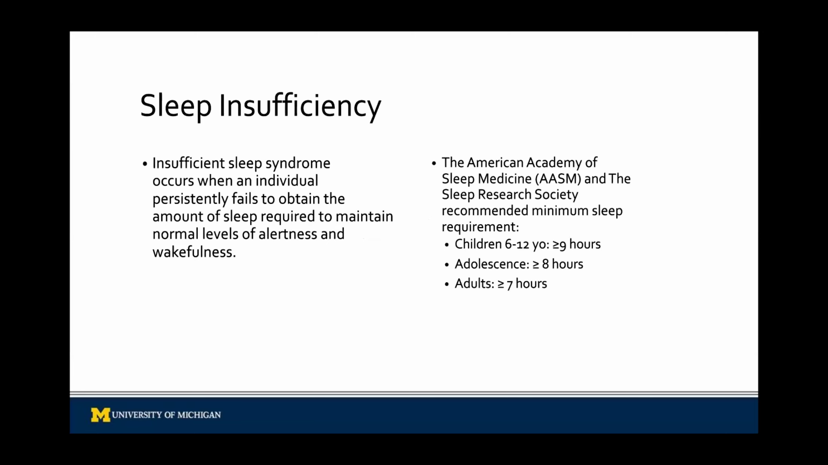Sleep insufficiency is when an individual is persistently failing to get the adequate amount of hours of sleep to maintain normal levels of alertness or wakefulness. The American Academy of Sleep Medicine, as well as the Sleep Research Society, came to a consensus and put out some recommended minimum sleep requirements per age group. I have included it here on this slide. For children 6 through 12, they recommend a minimum of at least 9 hours or more.